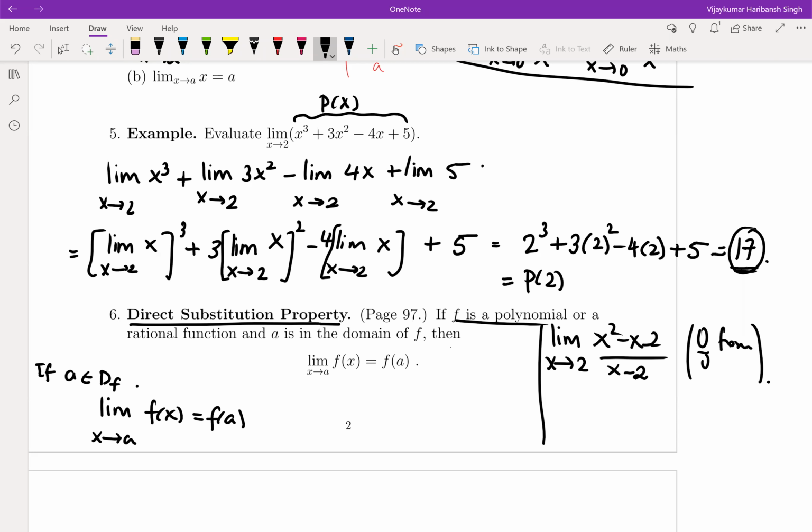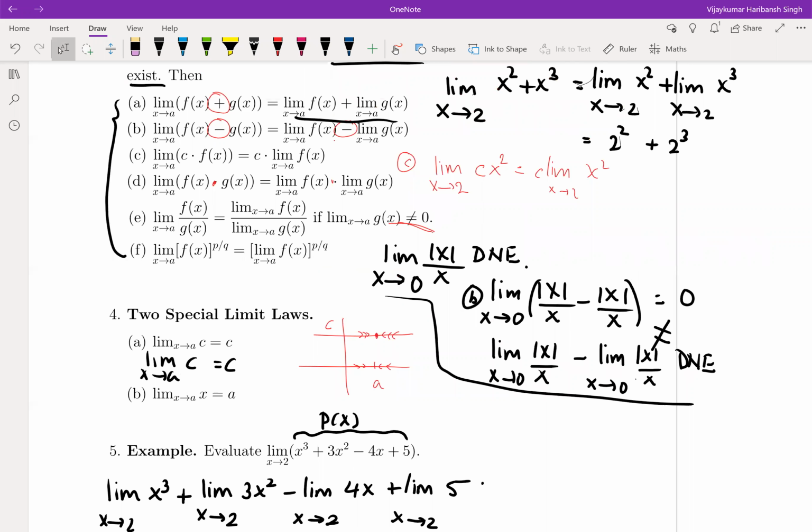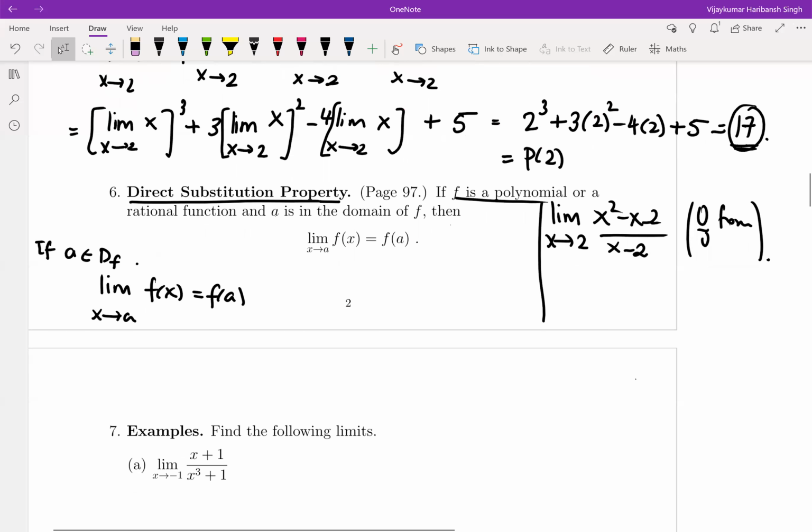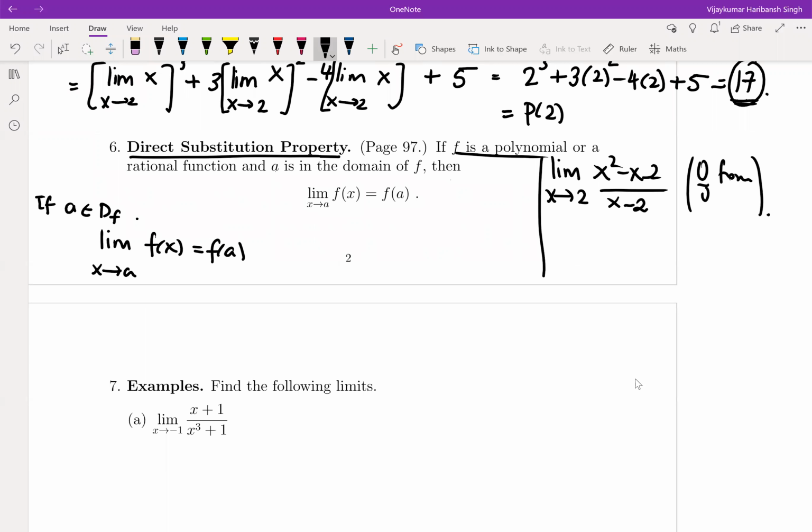And it's not hard to see this from these laws. Let's see briefly why that is the case. So I will work it out with an example, although it's not hard to prove in generality. Suppose I have the limit as x goes to 2 of x squared minus x minus 2 upon x plus 1. So in this case, what is the domain of this function? The domain of this rational function is everything except minus 1. So 2 is in the domain, right?